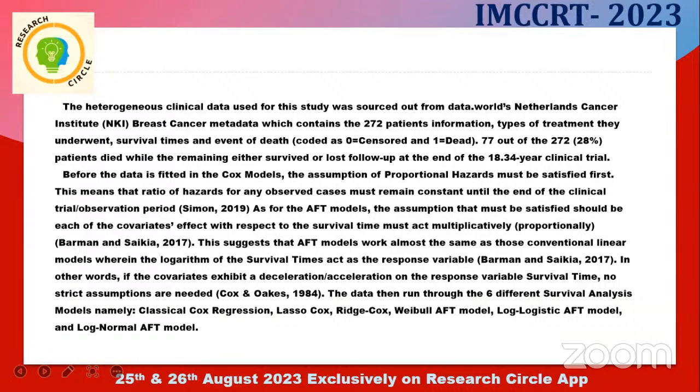Okay, so before we fit this data set into the Cox models, we need to follow the strict assumption of proportional hazards. Because if the covariates within the data did not satisfy this particular assumption, of course, the Cox regression as well as its variants will not generate accurate findings. Since this is a statistical model, we definitely need to check whether the assumptions are satisfied or not. Okay, so for the AFT models, we also did the same thing.